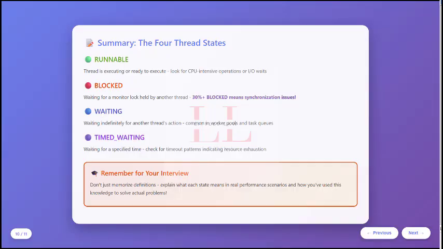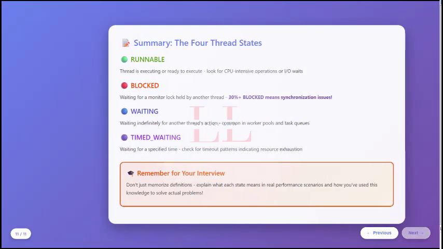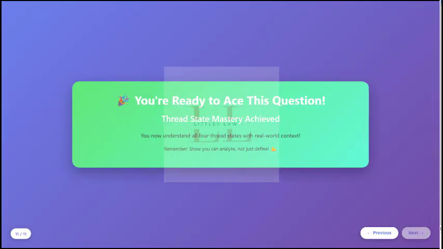So here is what I want you to remember for your interview. Don't just memorize definitions. Explain what each state means in real performance scenarios and share examples, like I did, of how you have used this knowledge to solve actual problems, and that's what makes you stand out. And finally, that's it. You are now ready to ace the question about thread states in thread dumps.